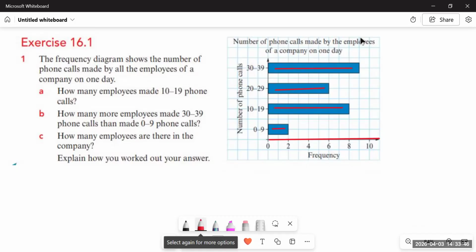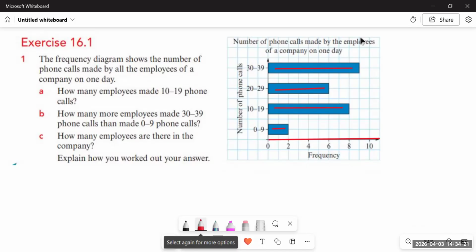Now it says the frequency diagram shows the number of phone calls made by all the employees of a company on one day. So basically, on a certain day, certain employees were sampled and they were asked how many phone calls they had made in one single day. We can find out how many employees there were. So let's try to read the graph.